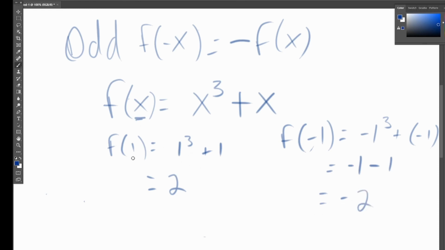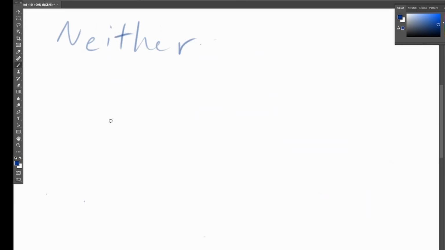So you can see once we plug in a number into this function, we get a certain answer, and when we plug in the negative of that variable, we get the same answer, but it's now negative. And that proves that it is odd. What's going to happen with the neither function is when you replace the variable with a negative, you're not going to get the original function back or the negative of the original function. So what does that look like?